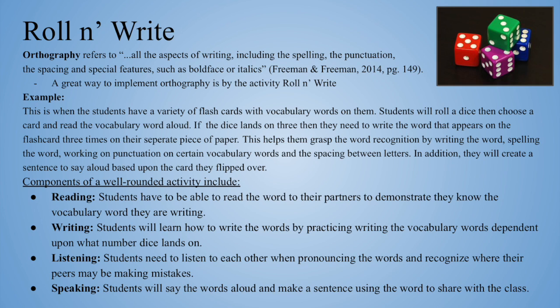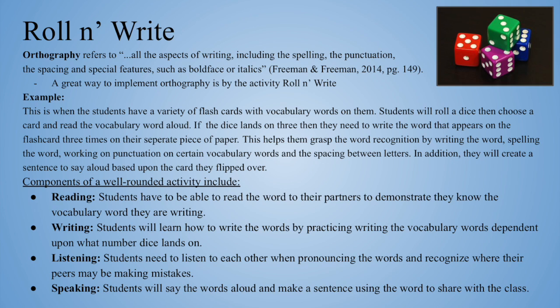The last activity I chose to include is roll and write, which focuses on orthography, which is all the aspects of writing, including the spelling, the punctuation, the spacing, and special features such as boldface or italics. A great way to implement this is by using the activity roll and write. This is when students have a variety of flashcards with vocabulary words on them. Students will roll a dice, then choose a card and read the vocabulary word out loud. If the dice lands on 3, then they will need to write the word that appears in the flashcard 3 times on a separate piece of paper.